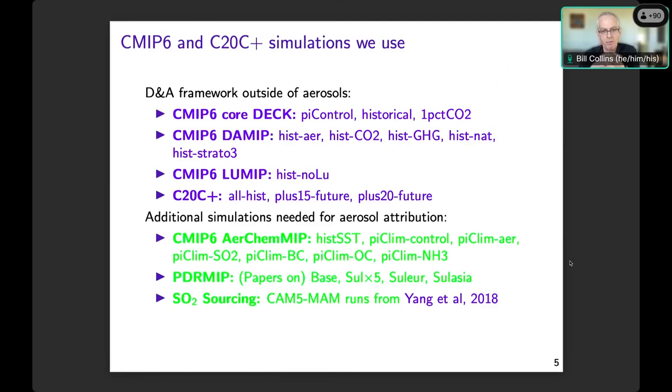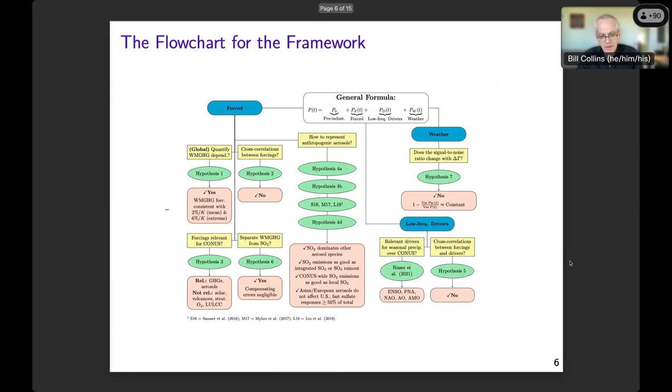We use the AerChemMIP to look at aerosols in detail and their effects and rule out most of the aerosols except sulfur dioxide and sulfate. The Precipitation Driver and Response MIP to look at some idealized experiments as well. And then some other experiments done by colleagues at the Pacific Northwest National Laboratory to ask when did aerosols from countries other than the United States make a difference. Next slide, please. I do not expect you to understand this diagram. All I wanted to point out to you is that we very systematically use the models to address a series of hypotheses to construct the formula that I'm going to show you in two slides. Next slide.